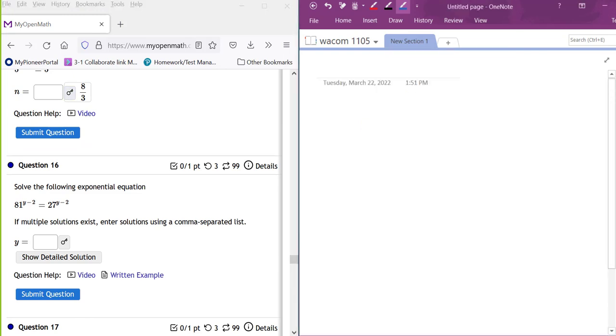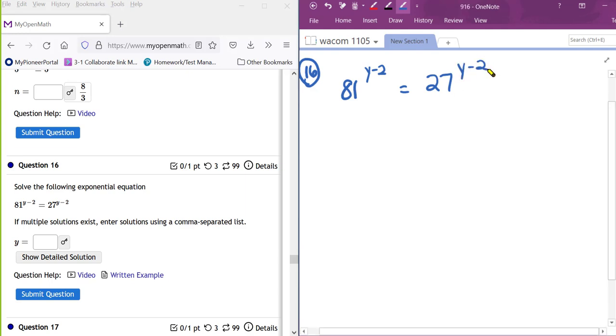Here we go. 16 we will do. We have 81 to the y minus 2 and 27 to the y minus 2. And so we have to rewrite these bases. If you remember, these are going to be 3 to a power. Break down to primes to see what they're made out of if you get stuck.